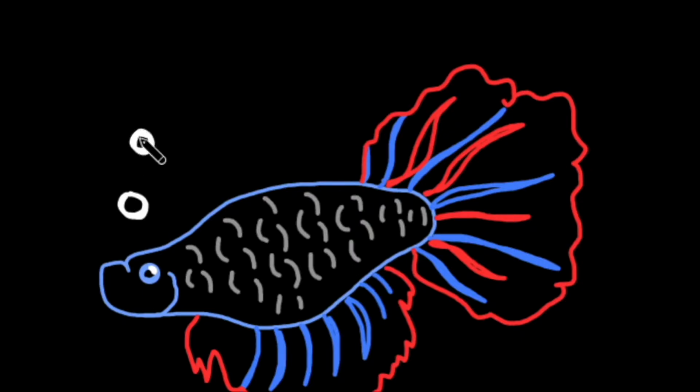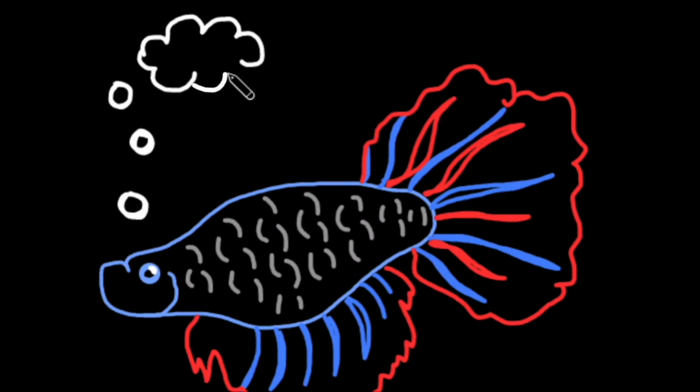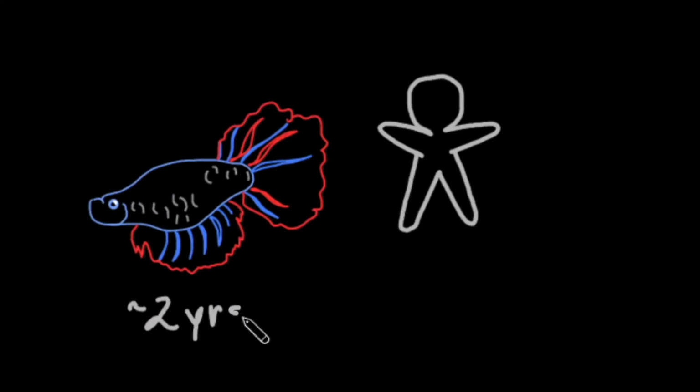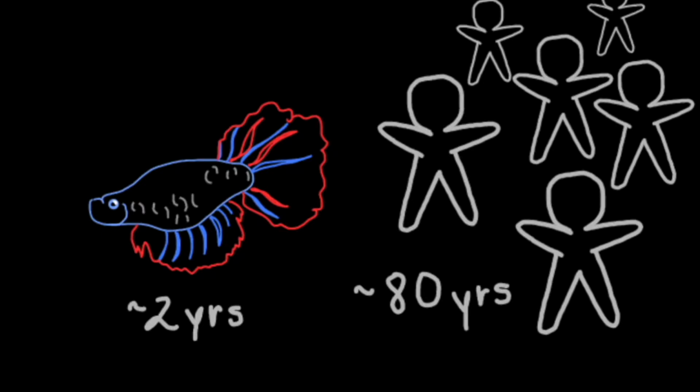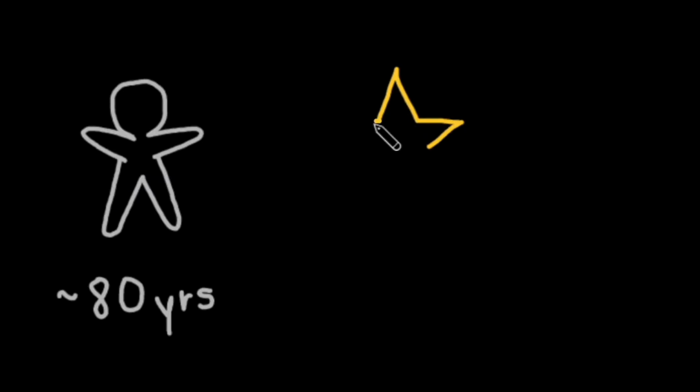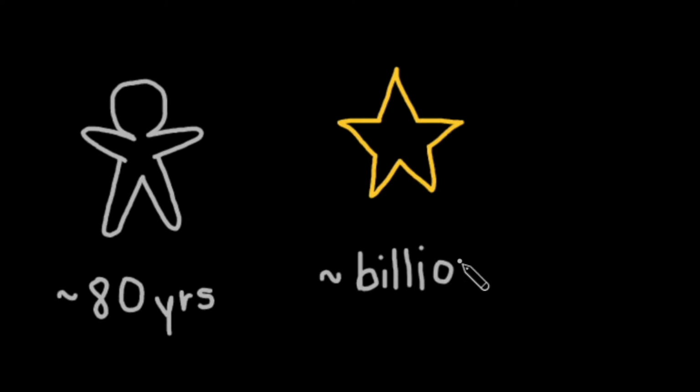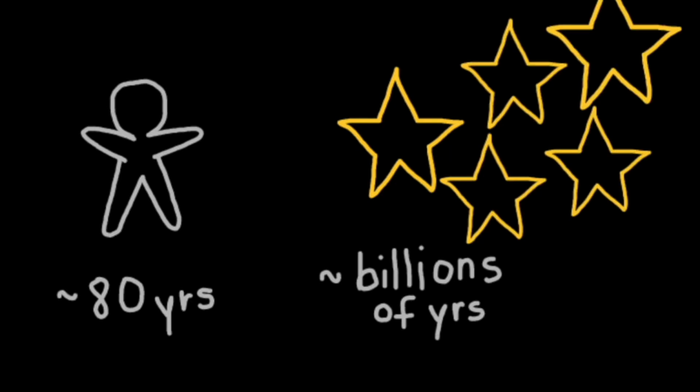Imagine you are a betta fish trying to understand the human life cycle. Your lifespan is so short compared to a human's lifespan that you can't actually track a human's life from birth to death. So instead, you have to watch multiple humans within your lifetime and try to piece together how they live. This is essentially how we look at stars. We can't track a single star from birth to death, so instead we look at snapshots of the lives of multiple stars and piece together the stellar life cycle from this information.